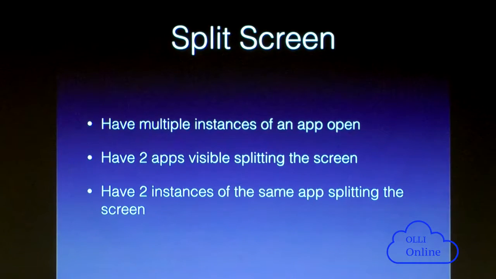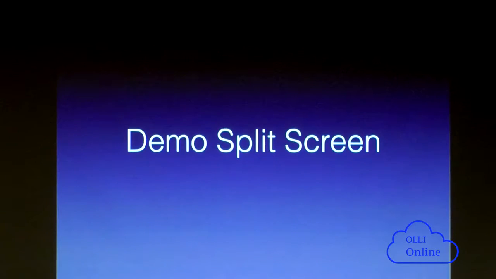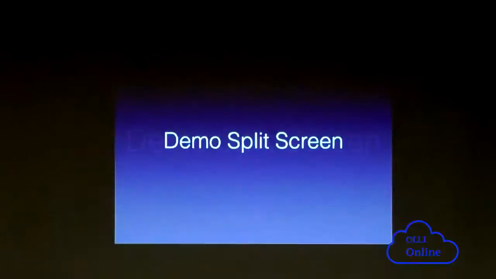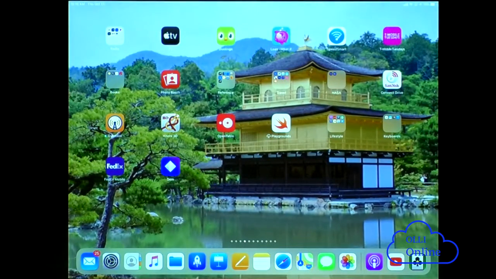You can have 2 apps visible on the screen at the same time. And there's 2 ways to do it. One is with a split screen, and one with a side view, which we'll get to in a little bit. You can now have 2 instances of the same app running at the same time, doing different things. So let me demonstrate that. Let's go to Maps.